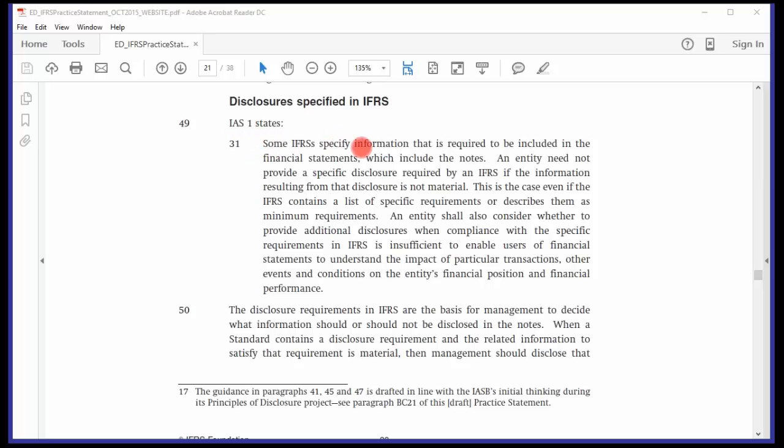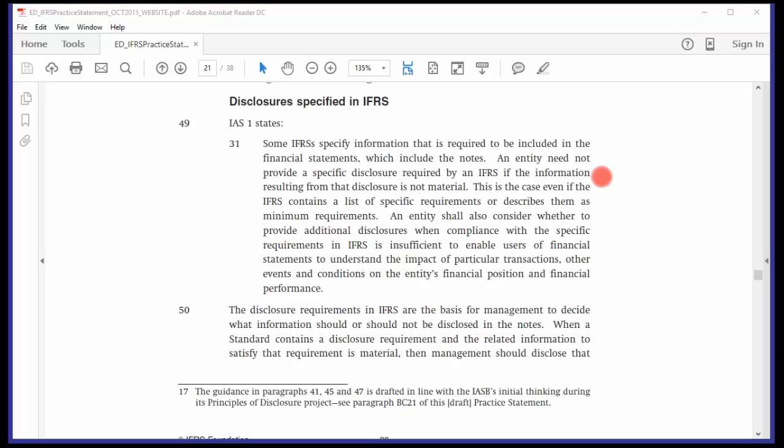Some IFRSs specify information that is required to be included in the financial statements, which include the notes. An entity need not provide a specific disclosure required by an IFRS if the information resulting from that disclosure is not material. This is the case even if the IFRS contains a list of specific requirements or describes them as minimum requirements. An entity shall also consider whether to provide additional disclosures when compliance with the specific requirements in IFRS is insufficient to enable users of financial statements to understand the impact of particular transactions, other events and conditions on the entity's financial position and financial performance.